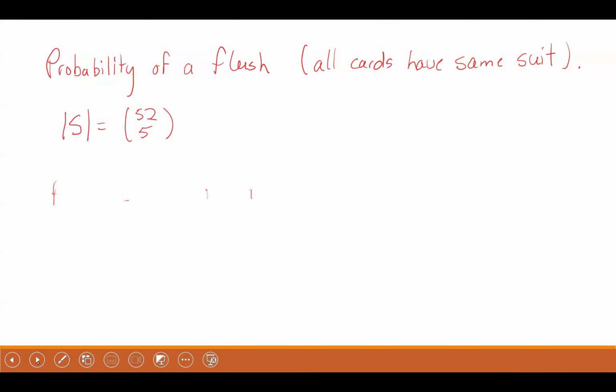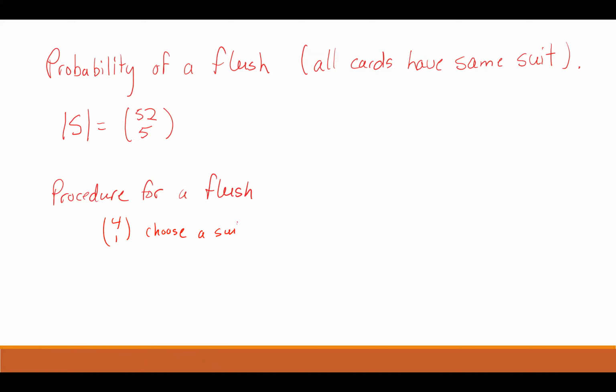Try that again. There are 4 suits to choose from, so I have 4 choose 1 ways to choose a suit. And then in that suit, there are 13 different ranks, and I need 5 cards for my hand. So how many ways are there to do that? Yeah, 13 choose 5, choose 5 ranks out of 13.